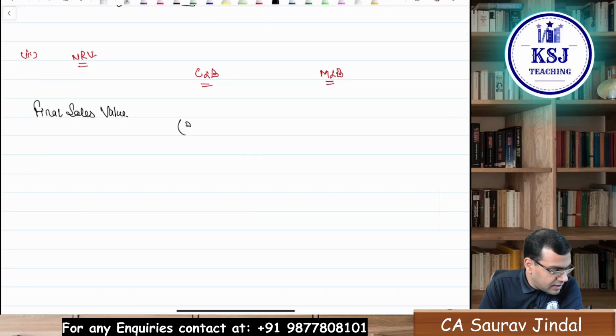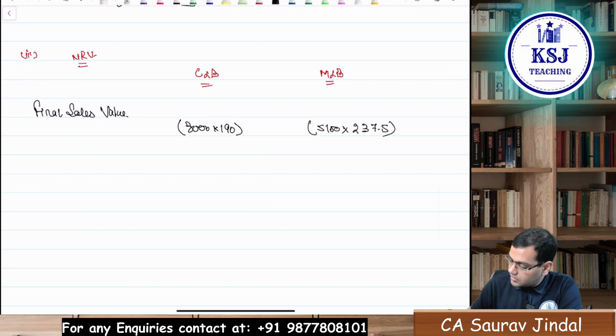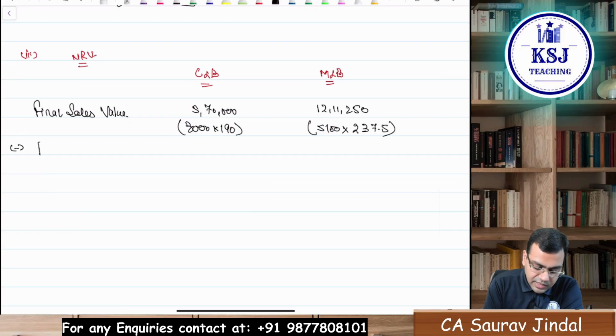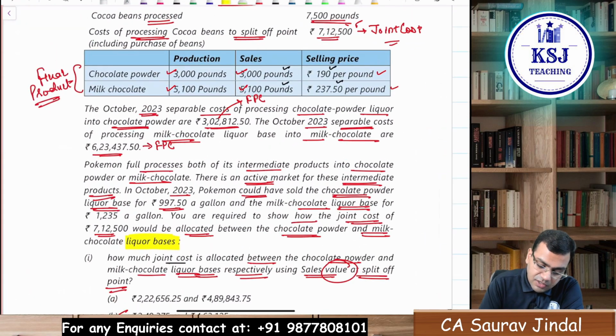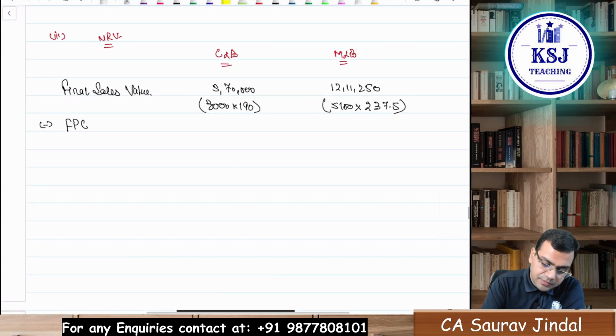Here it will be 3000 multiplied by 190, and here it will be 5100 pounds multiplied by 237.5, right? So 3000 multiplied by 190 will give you 5,70,000, right? And 5100 multiplied by 237.5 comes to 12,11,250. Now from this I will subtract what? I will subtract my further processing cost, and further processing cost is already mentioned here. This is your further processing cost, right? So I will subtract the further processing cost from this.